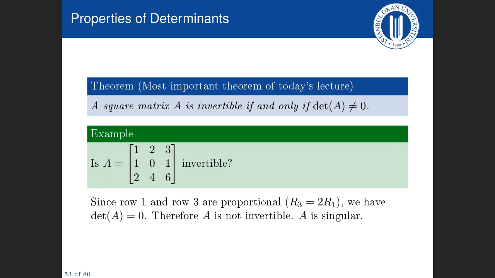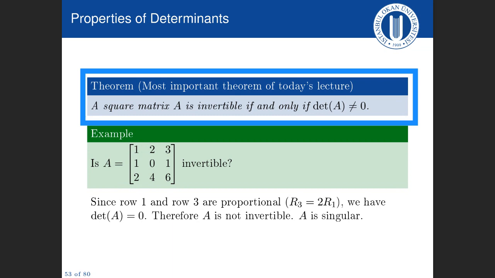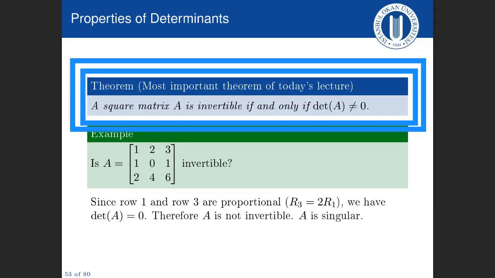Let me just repeat this theorem because this is the most important theorem in today's lecture. A square matrix is invertible if and only if the determinant of this matrix is not 0. We will be using this fact throughout the rest of the course.